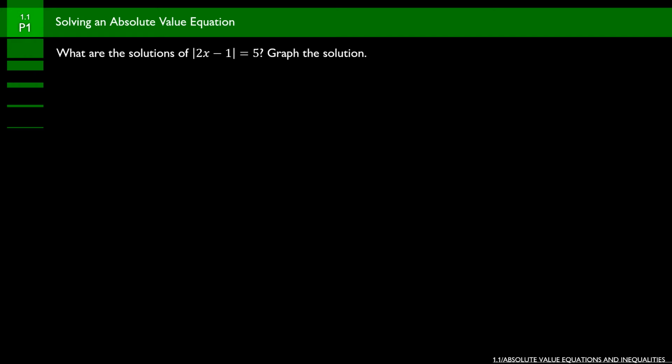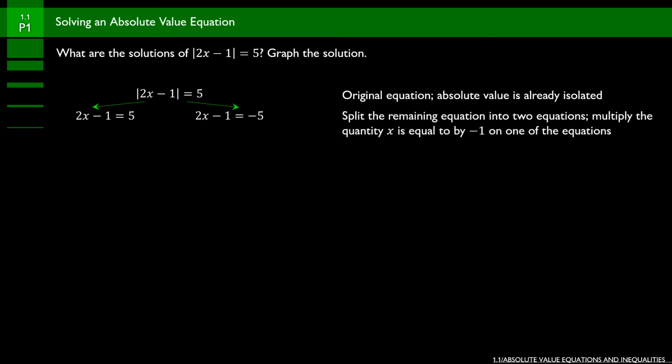So start off by rewriting the original equation of absolute value of 2x minus 1 is equal to 5. And one of the things that we need to do with any absolute value equation is make sure that the absolute value itself is isolated, that there's nothing on the same side of the equation that is outside of those absolute value lines. In this problem, the absolute value signs are already isolated, so we can go ahead and go to the second step in solving any absolute value equation, which is splitting the equation into two separate equations.